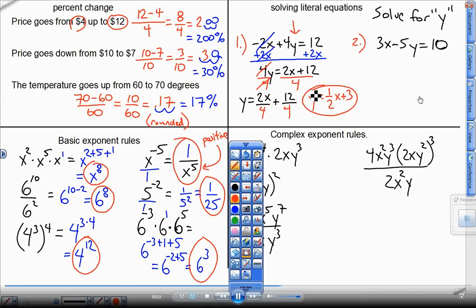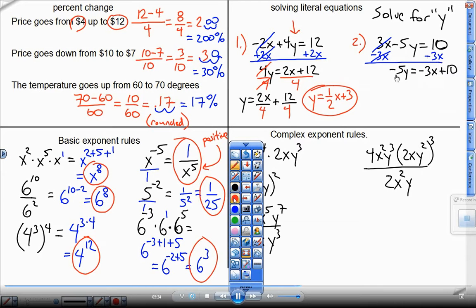Alright, a little harder one. To get this y by itself, first step, subtract 3x because it's already positive. Make sure you bring down the negative with the 5y. That is negative 5y. Bring that negative down. 10 minus 3x, don't subtract them. Write the x term first, negative 3x plus this 10.